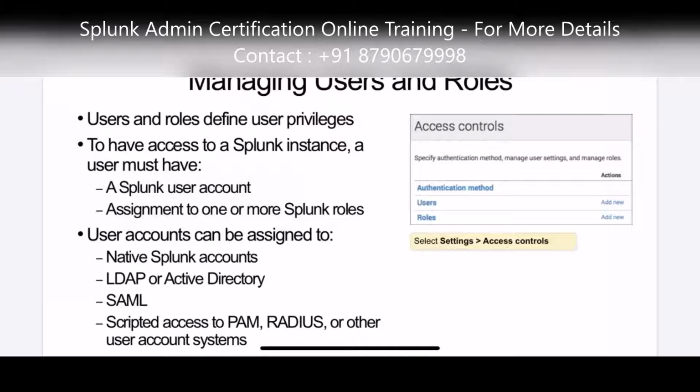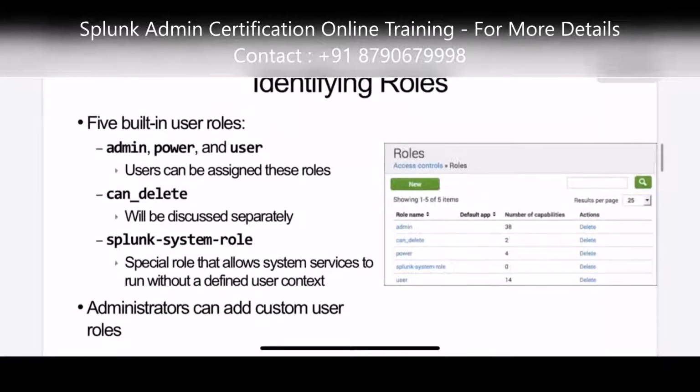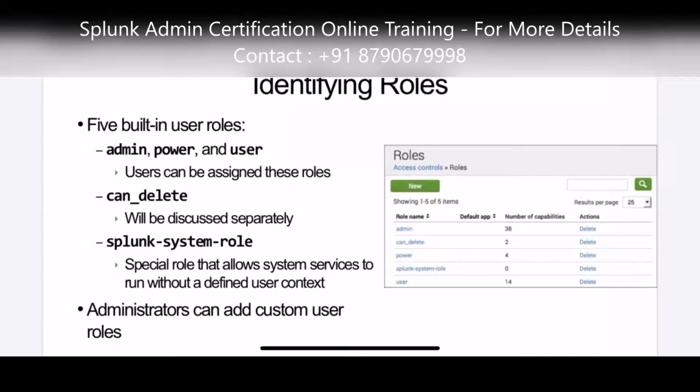Scripted access to PAM, RADIUS or other user account systems. There are different ways. One by one, he'll be showing us now. Now, if you see, mainly in Splunk we have three roles: admin, power, user. Admin means all the capabilities will be there. Power is nothing but a little more privileges than user. So user will have only read access.